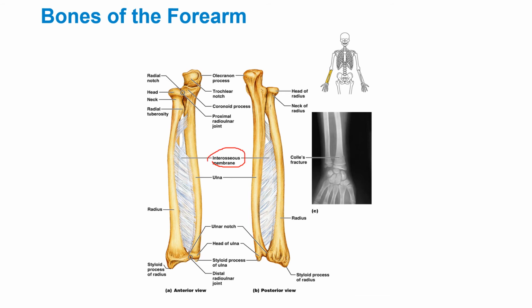So which one is the radius? You just look for the wheel. It looks like a little wheel, like a radial wheel. So this is the radius, and the radius is always lateral. Think about taking a radial pulse. You always take it on that thumb side. So you have a radius, and then you have the ulna.